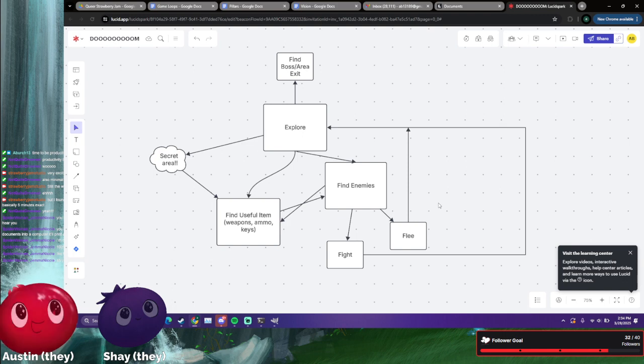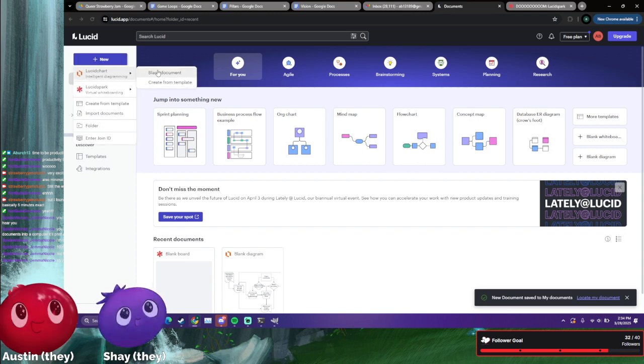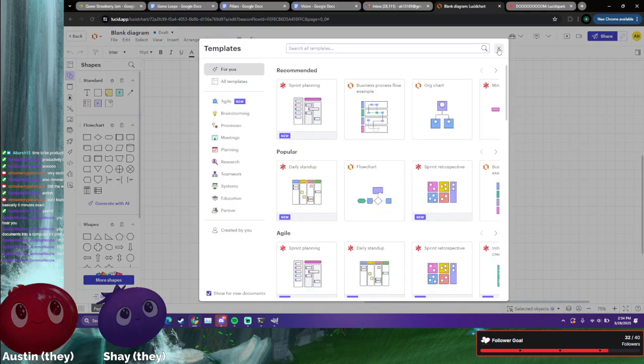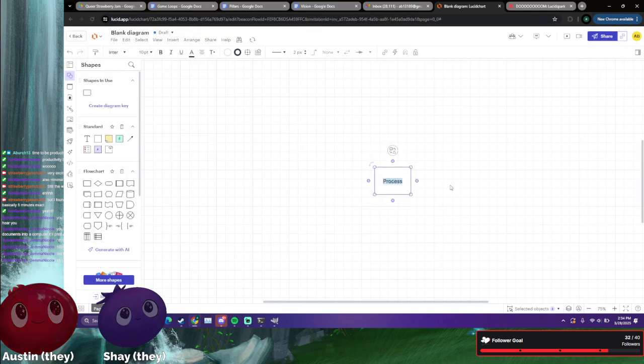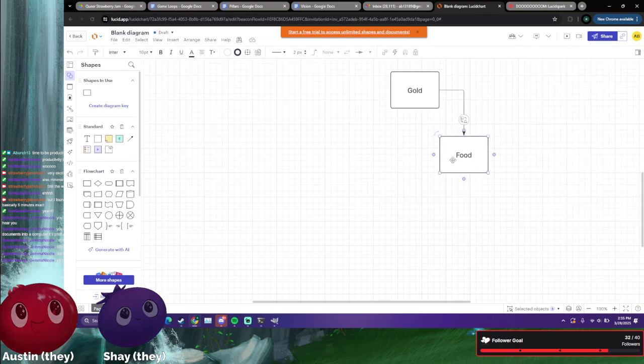Another big thing they talked about is finding loops between resources. This is probably going to be easier to display with it blank here. Say we have gold in our game. Money can be exchanged for goods and services, so you can exchange gold for food. Food we can exchange for people.